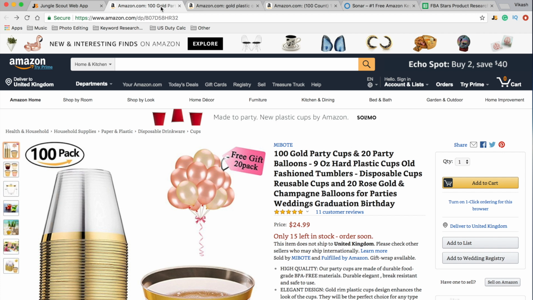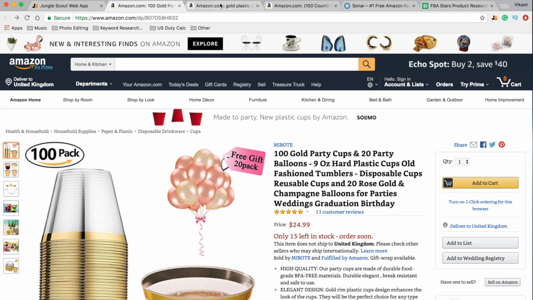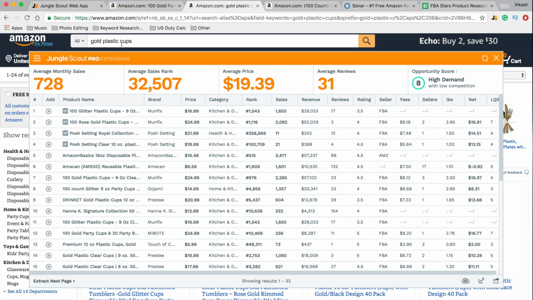So how do you check if a product is seasonal and has peak periods? Let's take this gold cup, for example. We've already done a search here for gold plastic cups, as you can see over here, and we've already run Jungle Scout. So there's two methods to do this. One way is using Jungle Scout and one way is using Google Trends.